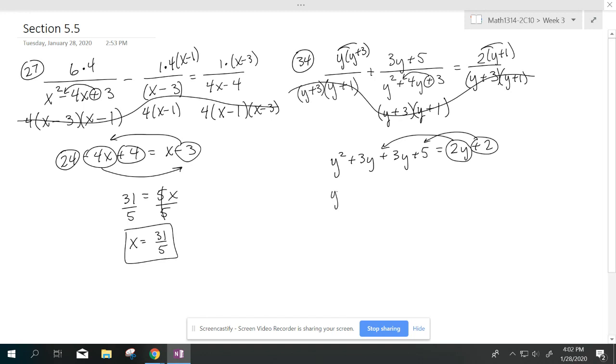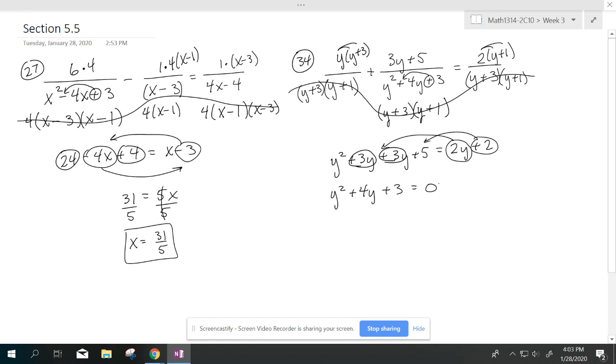Here we go. Y squared. What is 3y plus 3y? 6y. Oh, but look out. The 2's coming over and going to make a minus 2. Yeah, 4y. 6 minus 2 is 4y. And then what about 5 minus 2? And again, we had to set it equal to 0 because it's quadratic. And what makes it quadratic? The y squared. A squared means quadratic, okay?